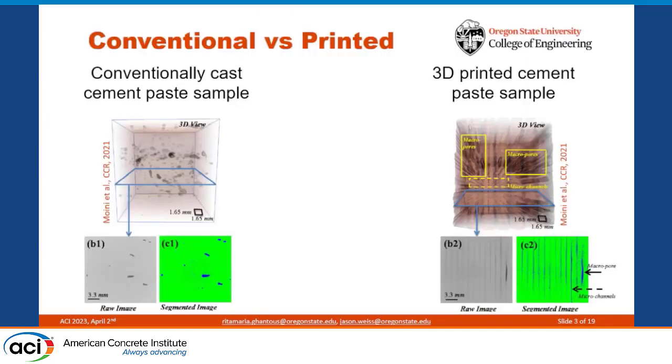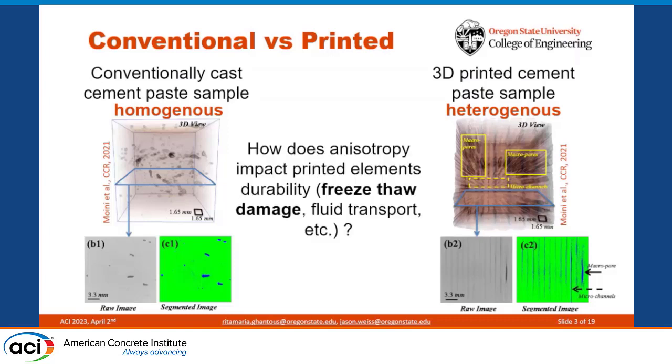So the main question is, what's the difference between conventionally cast cement paste and printed cement paste? They're both cement paste, right? The only difference is that one is homogeneous while the other one is heterogeneous. And that's very well illustrated in the paper of Mani et al. by microCT. You can see in the 3D printed material, you have macropores and microchannels. So we cannot test these materials assuming that they are similar to the cast one.